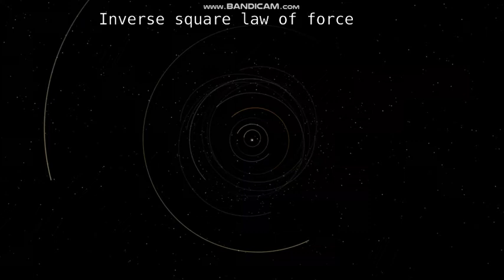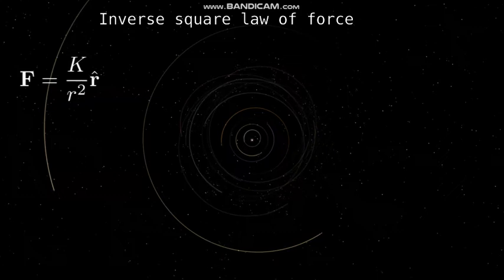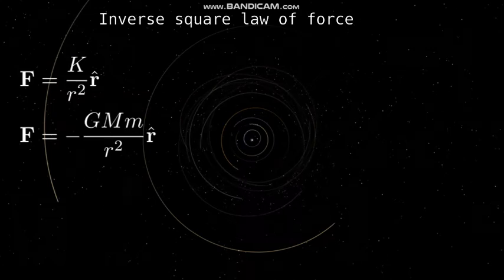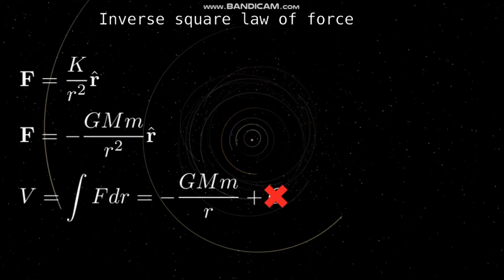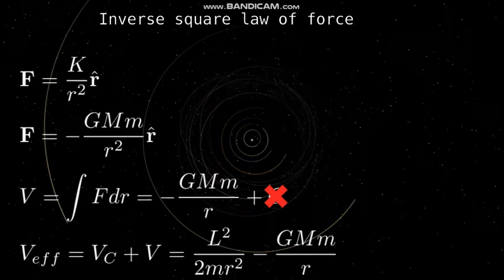Gravity is an example of an inverse square law of force, which means the force can be written like this. In the case of gravity, K is minus GMm, giving us this. We can find the potential energy by integrating with respect to r. We set c to 0, so that potential energy is 0 as r goes to infinity. The total potential energy can then be found by adding this to the centrifugal potential.